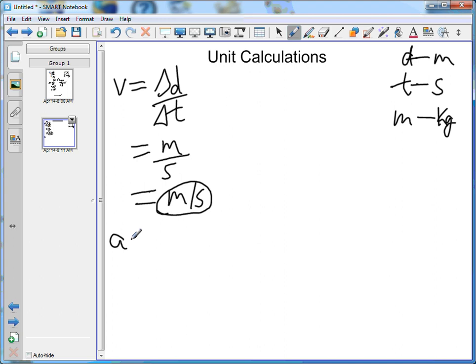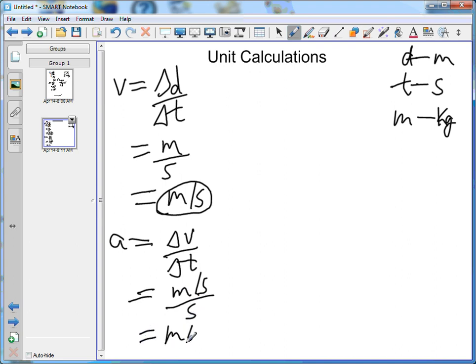Acceleration is equal to delta V over delta T. We just found out velocity is measured in meters per second, divided by time measured in seconds. So acceleration must be measured in meters per second squared.